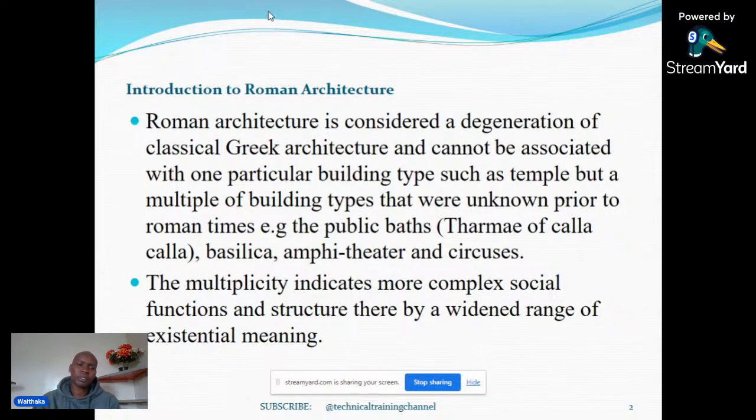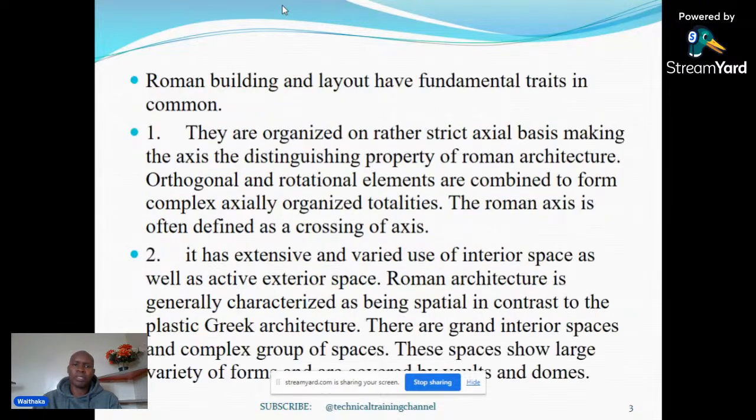We're also saying that the multiplicity indicates more complex social function and structure, thereby a widened range of existential meaning. So the Roman architecture, as we'll see, will cover quite a large amount of space as compared to maybe Egyptian or even the Greek. Roman buildings and layouts have fundamental traits in common, and one, we are saying that they are organized on a rather strict axial basis, making an axis the distinguishing property of Roman architecture.